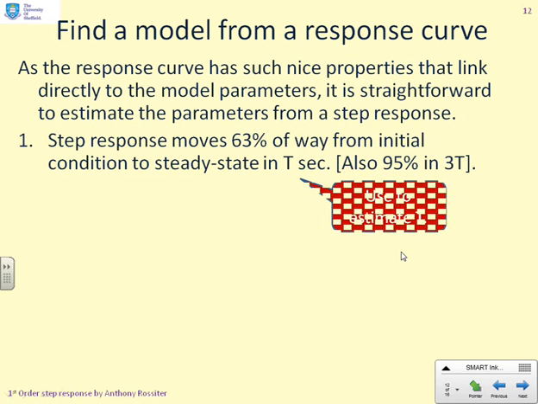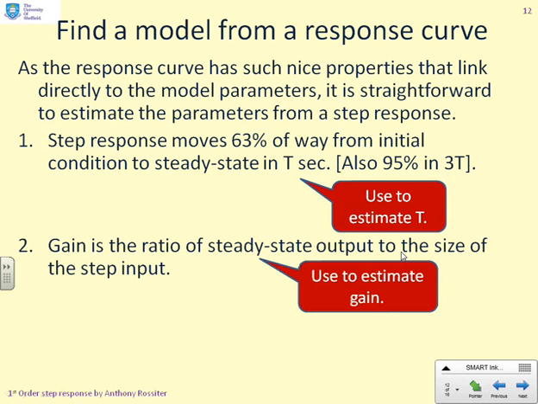Okay, so what sort of observations do we know? Well, we know the step response moves 63% of the way from the initial condition to the steady state in capital T seconds, and also 95% in 3T seconds. So we can use that observation to estimate capital T. The gain is the ratio of the steady state output to the size of the steady state input, or the step input. So it's relatively easy also to estimate the gain.